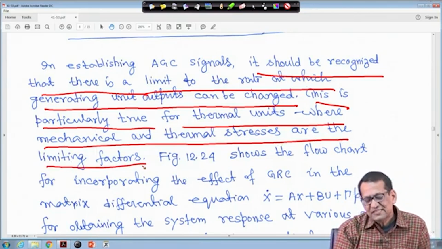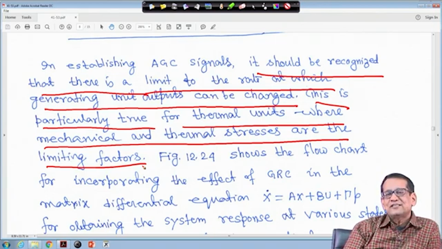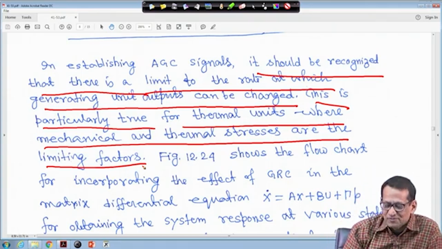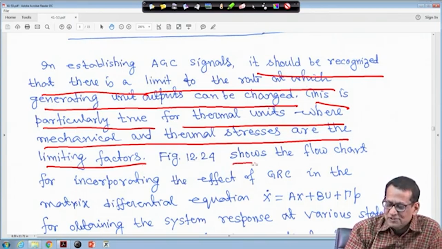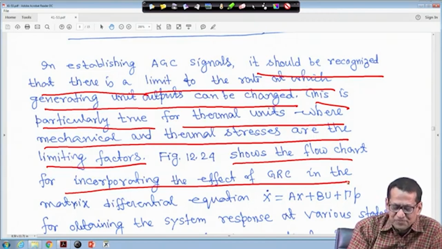In the hydro case, these limits are so high that generally it does not matter. Generation is very fast for hydro. If time permits, at the end we will see that. But for thermal it is a stringent type. So, I will show you the flow chart for incorporating the effect of the generation rate constant.